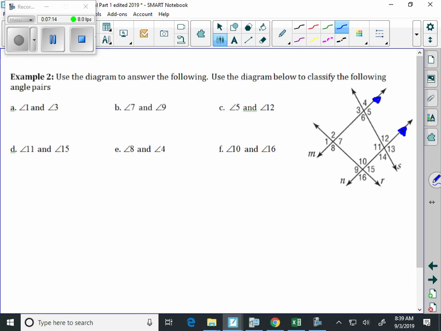And when we start, we're looking at angle 1 and angle 3 here. They are kind of underneath and in the same position. So these are corresponding.